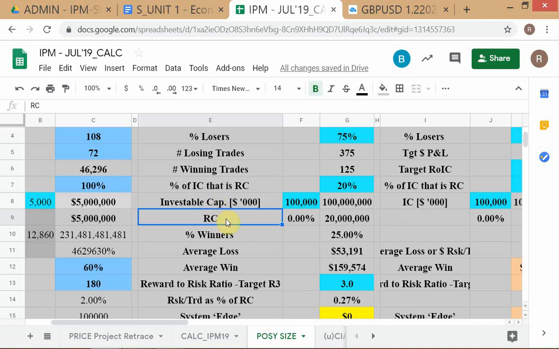So we have an investable capital figure in this example of 100 million. Are you happy? Aurora, you want more? 100 million is okay? Okay, good. So we have 100 million of investable capital.